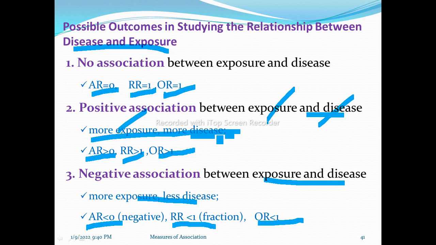If our measure of association is relative risk, we will take this one. If our measure is odds ratio, we will take this one. If our measure is attributable risk, like in an experimental study, we will use attributable risk. So keep this in mind, these are very essential concepts.